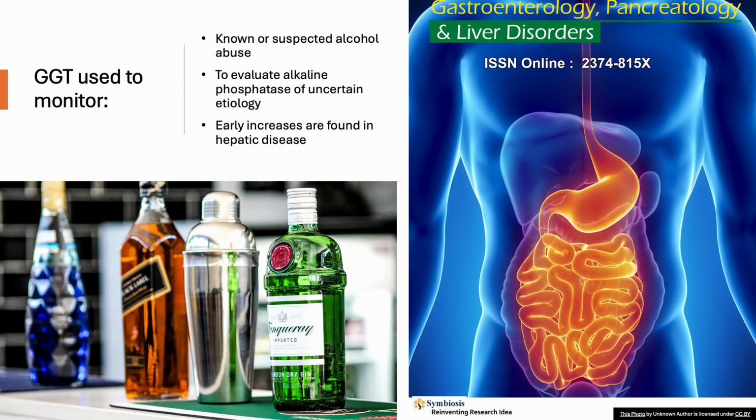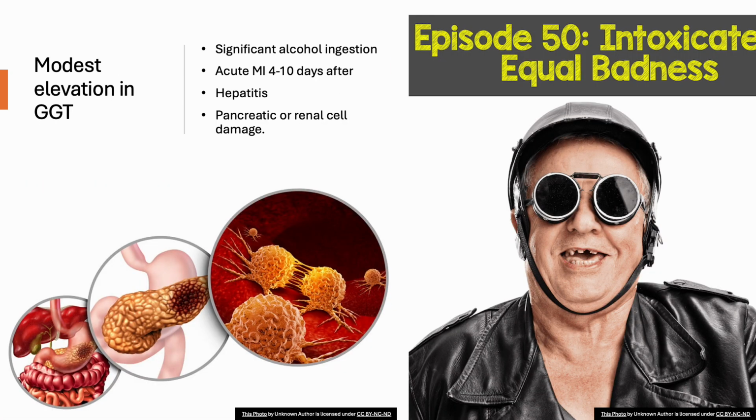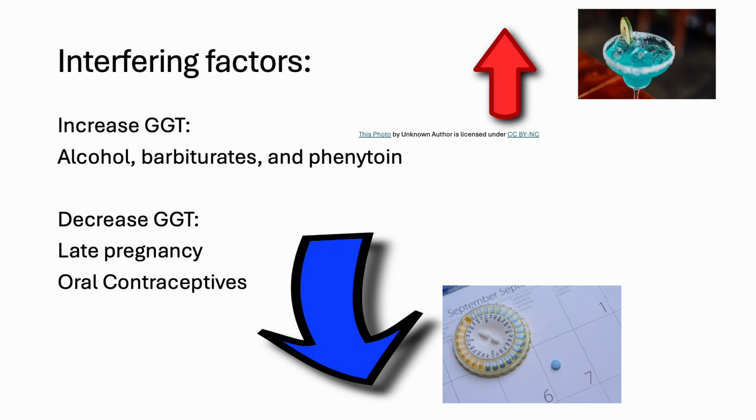GGT is used to evaluate and monitor a client with known or suspected alcohol abuse because levels rise even after ingestion of small amounts of alcohol. Also used to evaluate elevated alkaline phosphatase of uncertain etiology. Pronounced early increases in GGT are found in hepatic disease. Modest elevations in GGT occur in cirrhosis and in pancreatic or renal disease. Interfering factors: an increase in GGT can be caused by alcohol, barbiturates, and phenytoin. A decrease in GGT may be caused by late pregnancy and oral contraceptives.